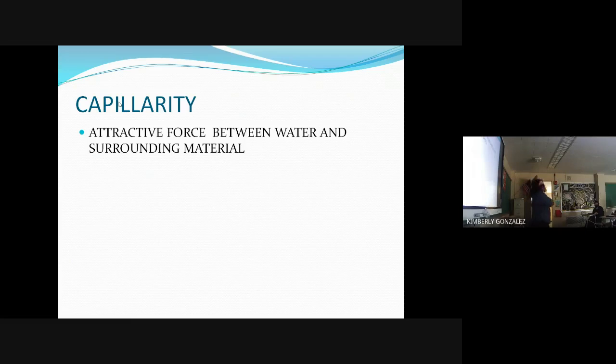Nice find. Okay, so you see how it says there's an attractive force between water and the surrounding material? They're talking about those intermolecular forces. You remember how I told you that everything has an intermolecular force. It's just a matter of how weak or how strong it is, right?